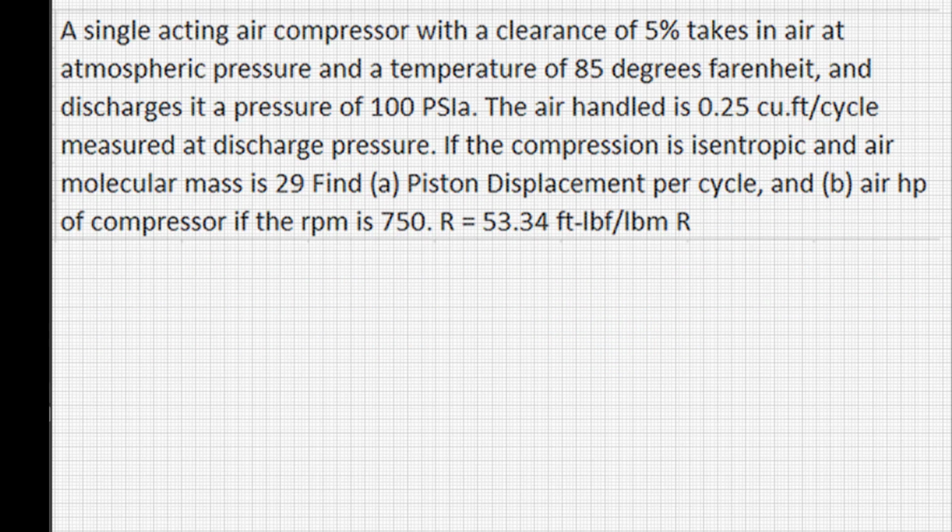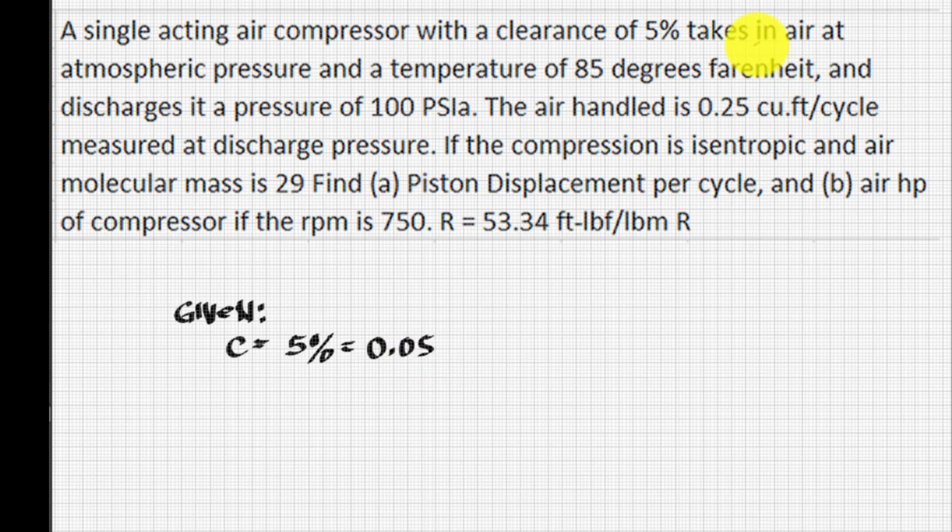Okay, so in order to attack or solve the problem, initially we need to determine what are given in the problem. So that will be the initial part that we have to do. So for the given, initially the problem states that we have a clearance. That will be 5%, or it can be expressed in terms of decimals. So that will be 0.05.